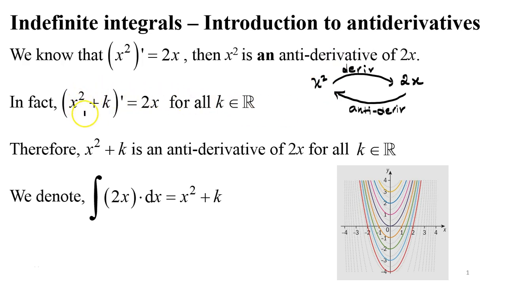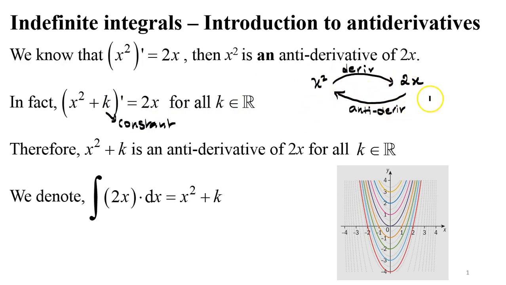However, if we add a constant k to x squared, giving x squared plus k, the derivative of that function would still be 2x, because the derivative of a constant is in fact 0. So x squared plus any constant would still be an antiderivative of 2x.